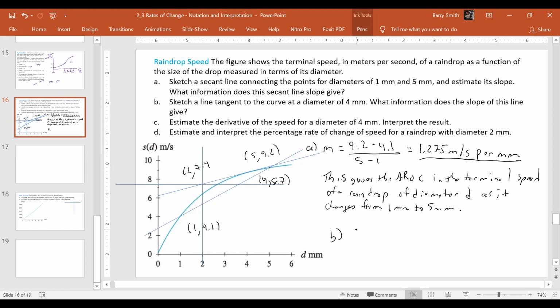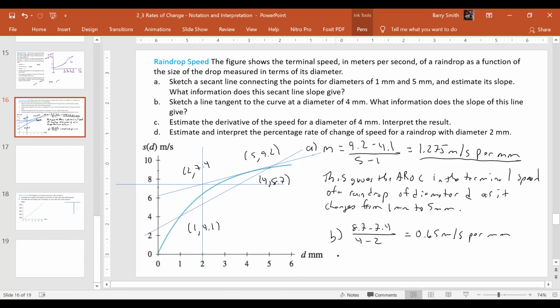So now we need that slope. And so we take 8.7 minus 7.4 over 4 minus 2. And so we get 8.7 minus 7.4 divided by 2. So that's going to be 0.65, and that's meters per second per millimeter. Okay, and so this is going to be what? Well, this is the instantaneous. So what we're doing is we're increasing.